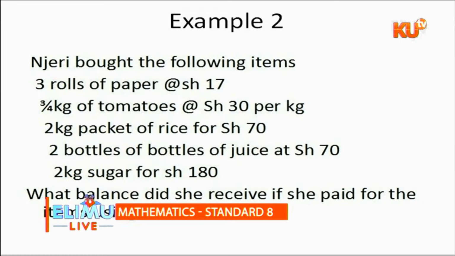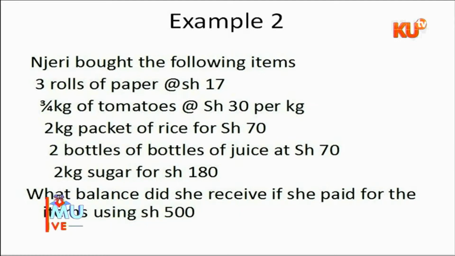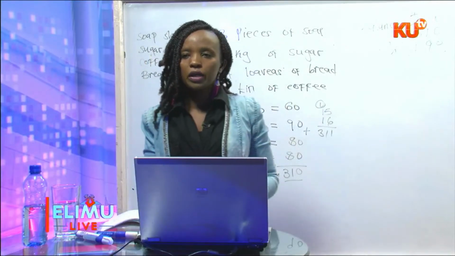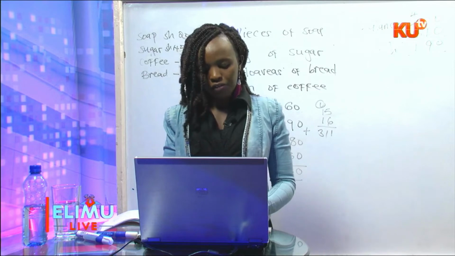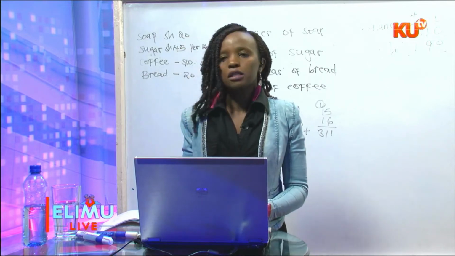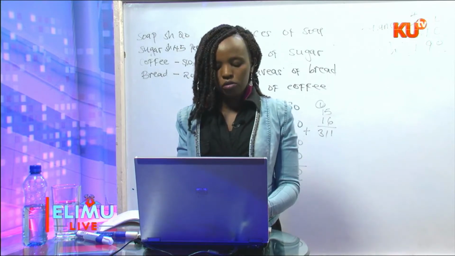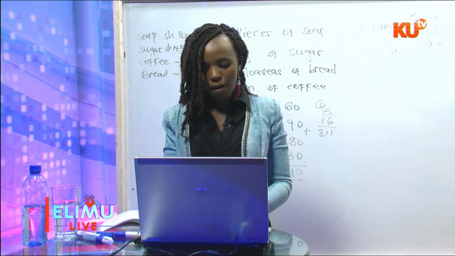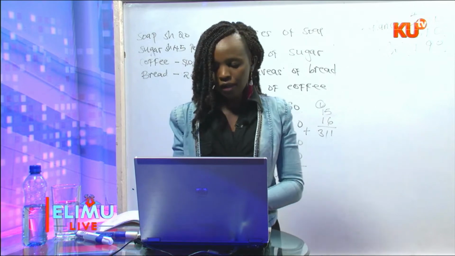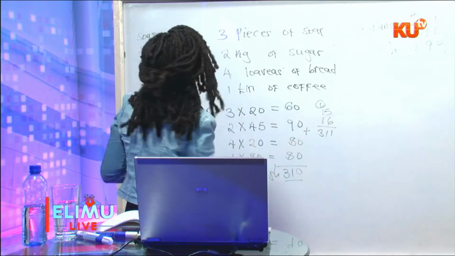So it's the same question. It is similar to the question that you have just done. So the first step is to get the total cost of the items. That is to prepare the bill. After you prepare the bill, you get the balance. And to get the balance, you're supposed to take the amount that this person gave the shopkeeper minus the total cost of the items. So let's do that.